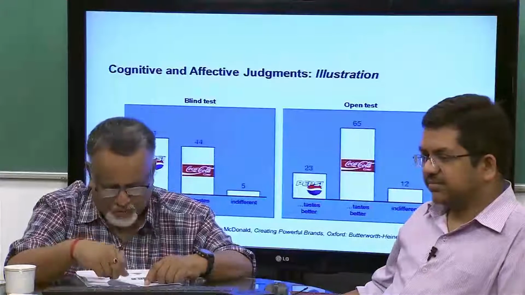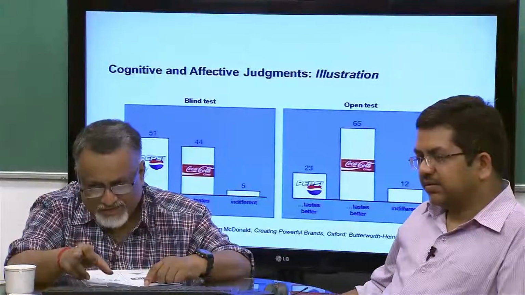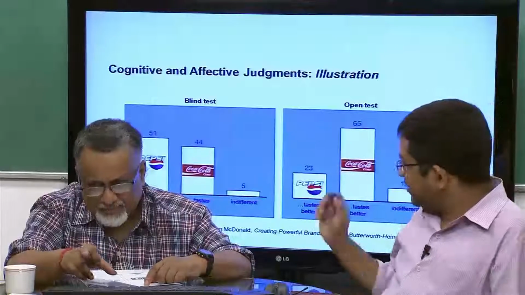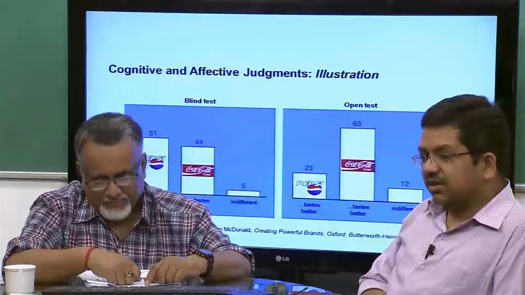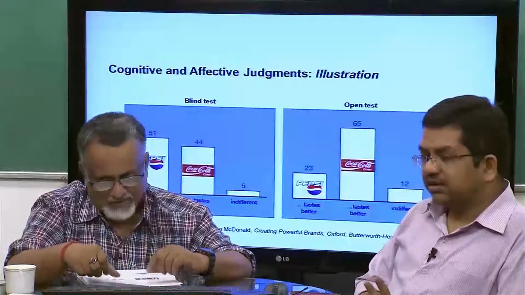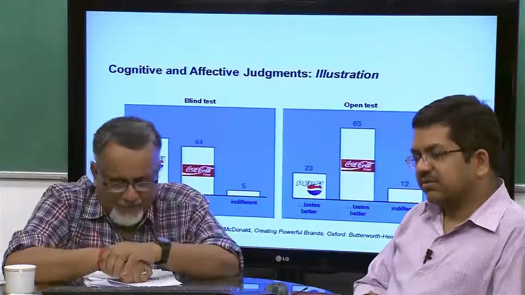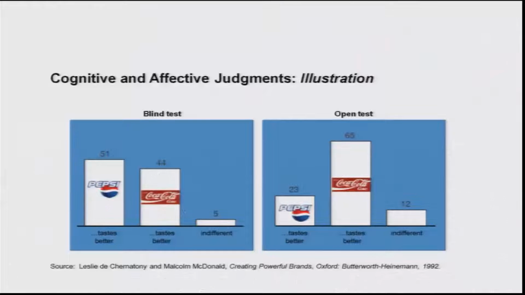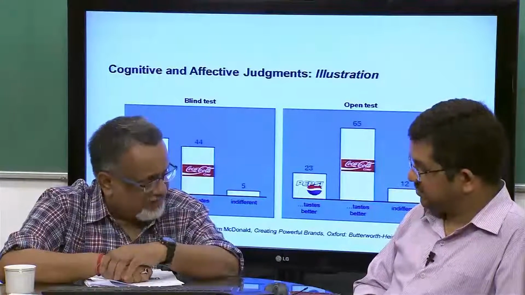And you see how strongly it shifts. The swing is very significant here, from 44 to 65%. On the other side for Pepsi, it almost came by the same number, from 51 to 23. So it shows the power of brand, the power of brand tradition, the power of brand history, and continuing relevance and so on.